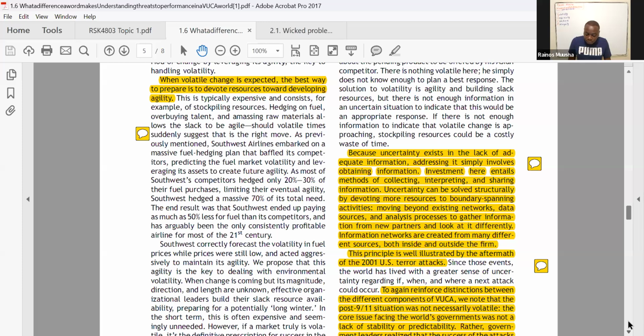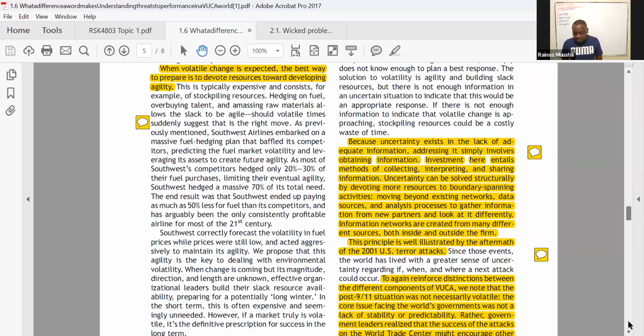So uncertainty can be solved structurally by devoting more resources to boundary spanning activities, moving beyond existing networks, data sources, and analysis processes to gather information from new partners and look at it differently. Information networks are created from many different sources, both inside and outside the firm. So the principle is well illustrated by the aftermath of the 2001 US terror attacks.